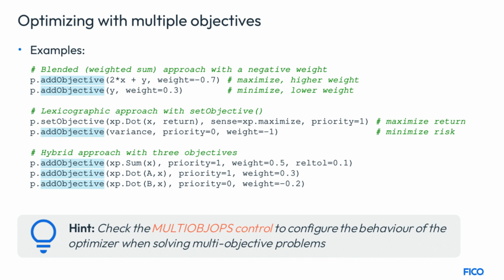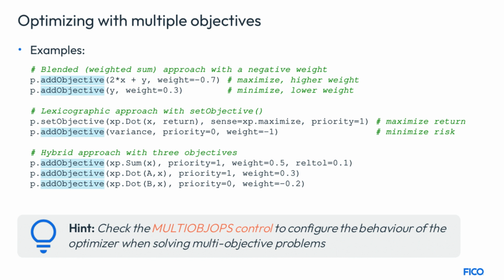In the first one, a blended approach is applied with two objectives added via two p.addObjective calls. Since the default objective sense is to minimize, we inverse the sense of the first objective to maximization by assigning it a negative weight. In the lexicographic example, an initial call to setObjective redefines the default sense to maximize returns with highest priority, which requires passing a negative weight to then minimize risk with a lower priority in a subsequent run to ensure that the optimal return is maintained when optimizing for this objective.